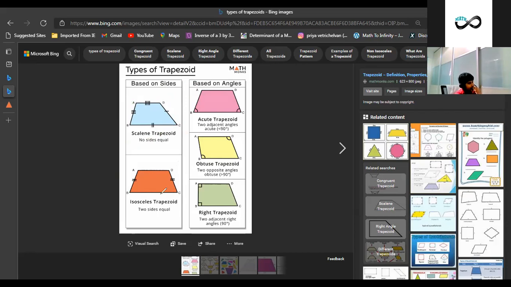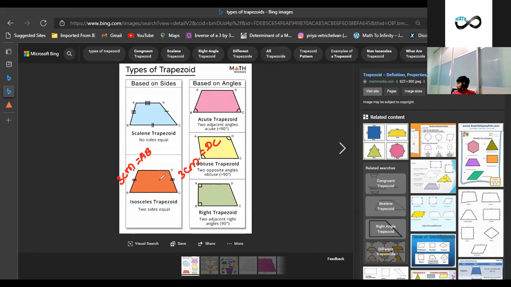Okay. So I was explaining about the isosceles trapezoid. In isosceles trapezoid, two sides will be equal and two sides will be not equal. The two equal sides are AB and CD. Like this side and this side, they are equal. If AB is 3 centimeter, the DC is also 3 centimeter. Understood?